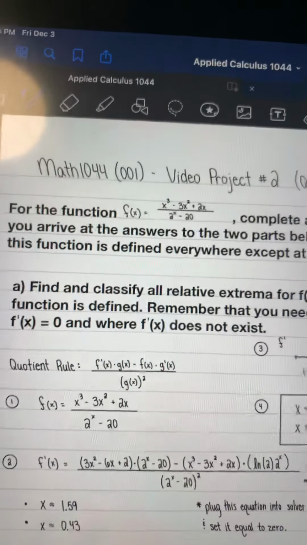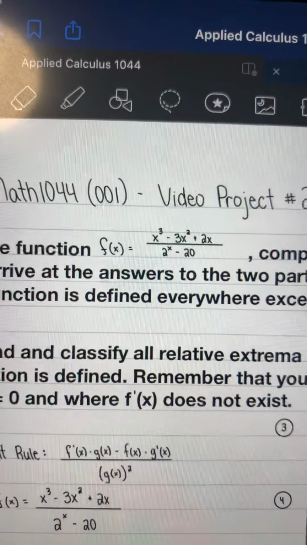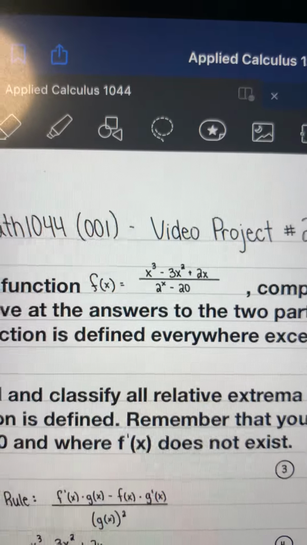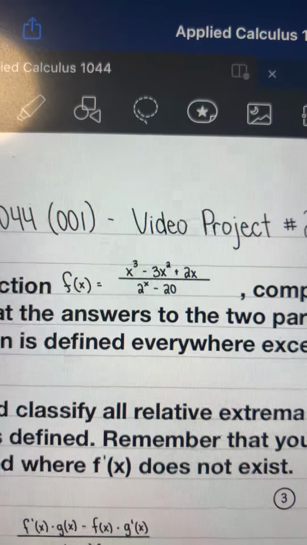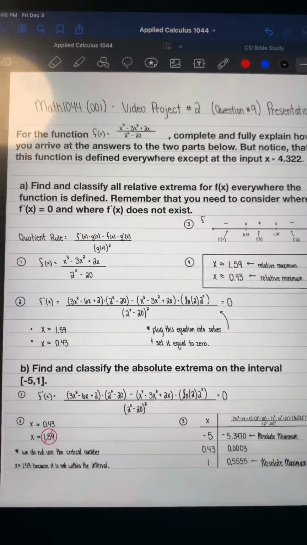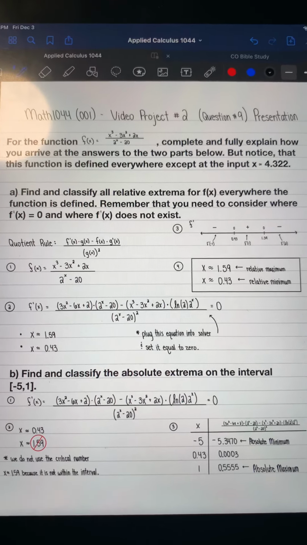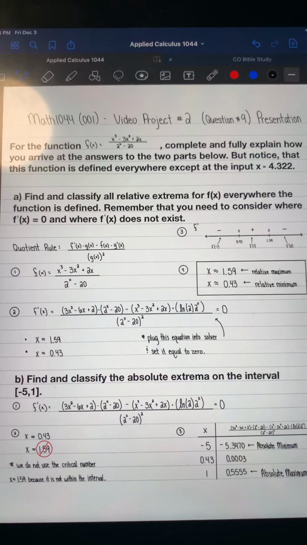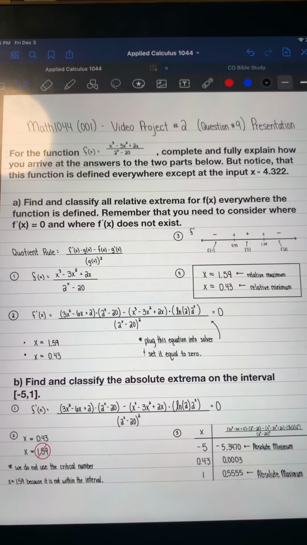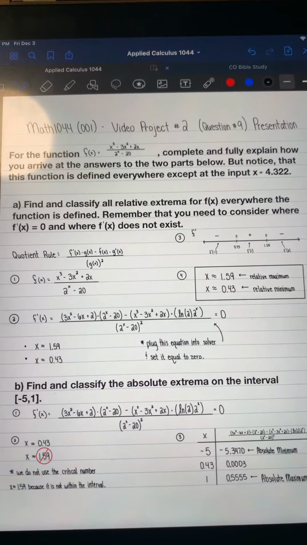For this video project, I was given the function f of x is equal to x cubed minus 3x squared plus 2x, all over 2 raised to the x minus 20. I was asked to find and classify all relative extrema for f of x everywhere the function is defined. As stated above, the function is defined everywhere except at the input x is equal to 4.322.